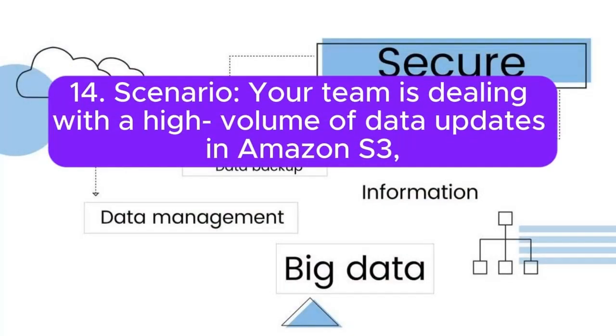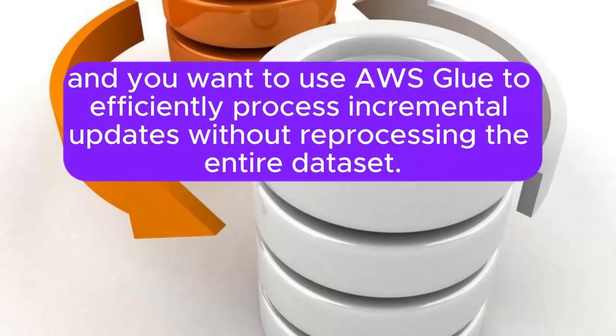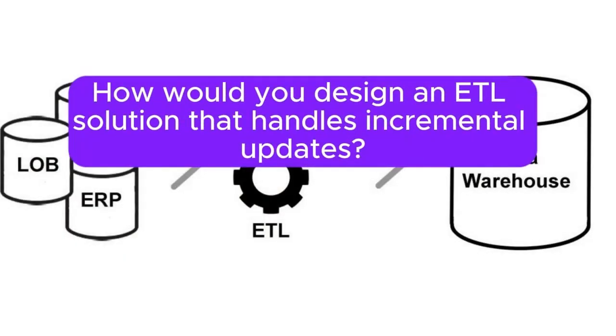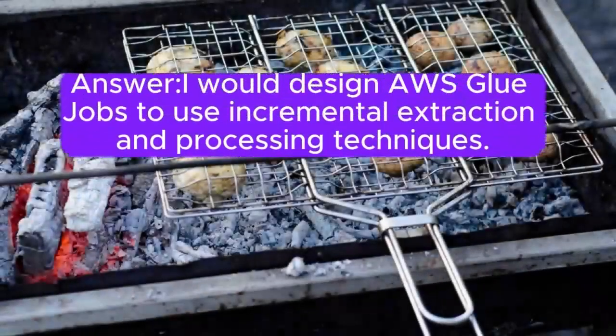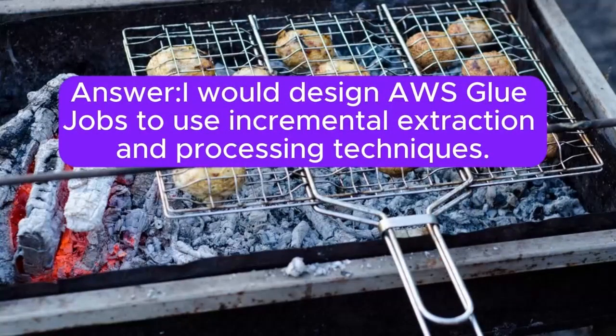14. Scenario: your team is dealing with a high volume of data updates in Amazon S3, and you want to use AWS Glue to efficiently process incremental updates without reprocessing the entire dataset. How would you design an ETL solution that handles incremental updates? Answer: I will design AWS Glue jobs to use incremental extraction and processing techniques.